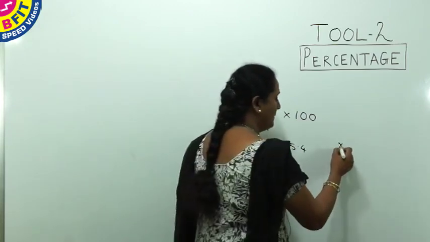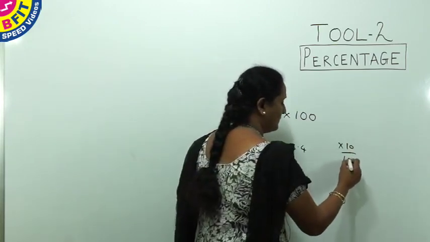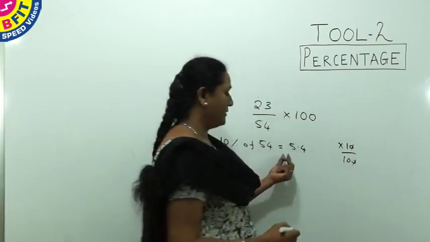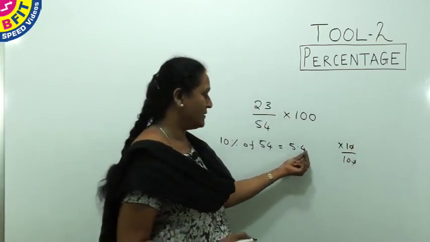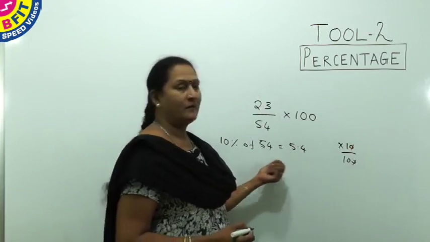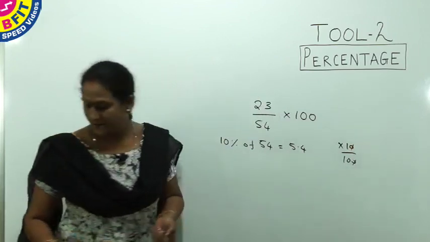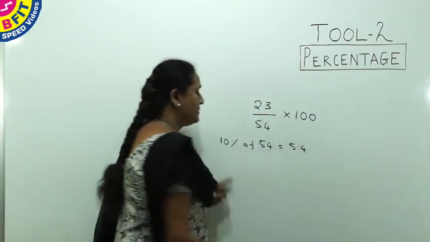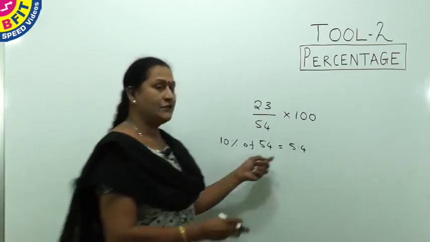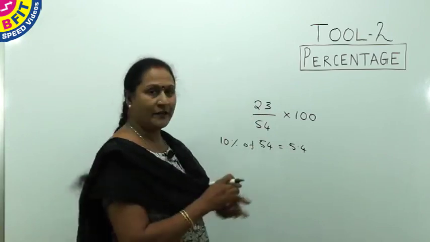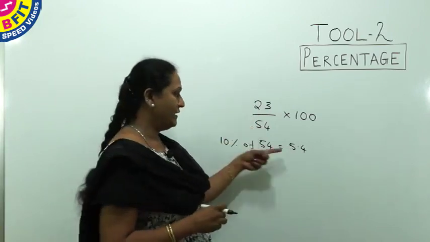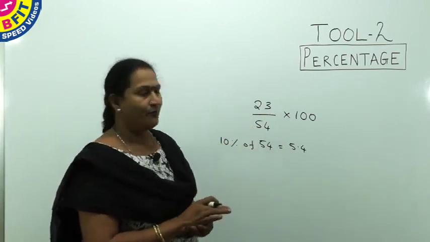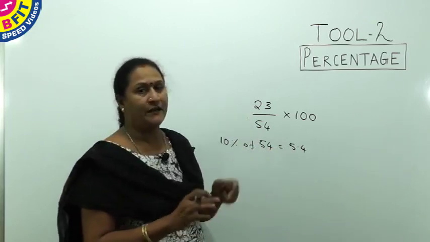It means dividing this number by 10. Put the decimal after the last integer from right to left, and we get 10%. So 10% of 54 is 5.4. Here, what is the numerator we have? It is 23, which is more than 5.4. So the percentage is more than 10%.